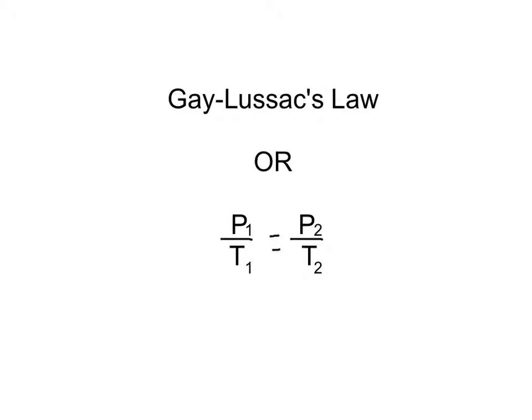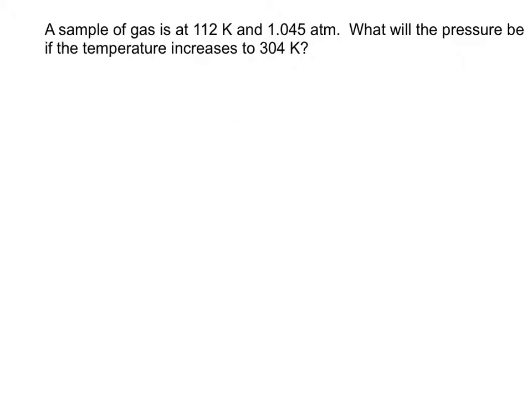So here's the question we did in class. A sample of gas is at 112 Kelvin and 1.045 atmospheres. What will the pressure be if the temperature increases to 304 Kelvin? Well, again, we use the equation that we need to use for this, but we first need to define what we have. So 112 Kelvin, so that would represent my T1.